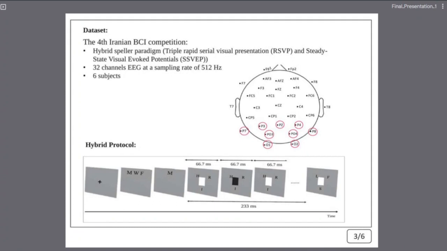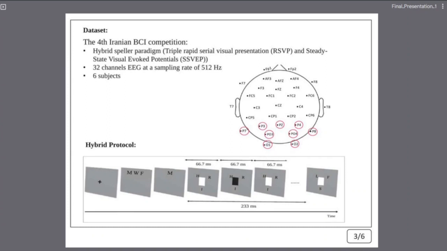The protocol presented in this study is a combination of the triple RSVP and SSVEP paradigm that is shown in this figure. Using the SSVEP properties, the target direction is detected. And by using the triple RSVP protocol, the target stimulus is recognized.